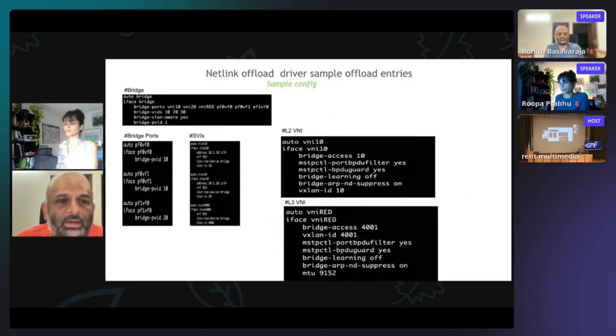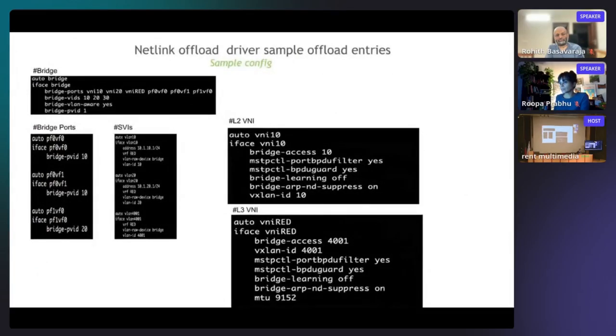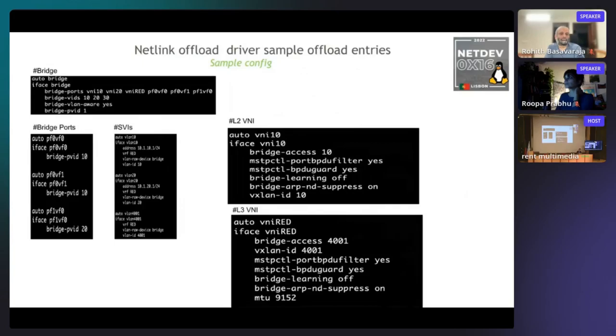Yeah. So just to give an overview of how the config looks and how the flows are formed from the FDB entries and the corresponding FIB entries. This is a simple VXLAN configuration, an EVPN configuration. Here we have a bridge configured with the access ports. We can configure the access ports as virtual VF representers or PF representers here. Then we have the corresponding SVI configured, and we also have an L2 VNI and L3 VNI configured as well.